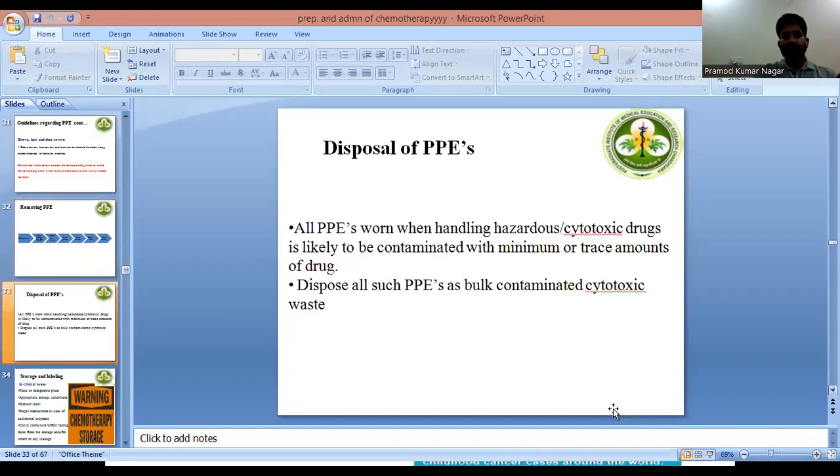To dispose of the PPE: all PPE worn when handling hazardous or cytotoxic drugs is likely to be contaminated with minimum or trace amounts of the drug. So in our daycare setting, when one-third of the biomedical waste bag is filled up, we label it as cytotoxic medication, and through the sanitary attendant, we send it directly to the incinerator and burn it.